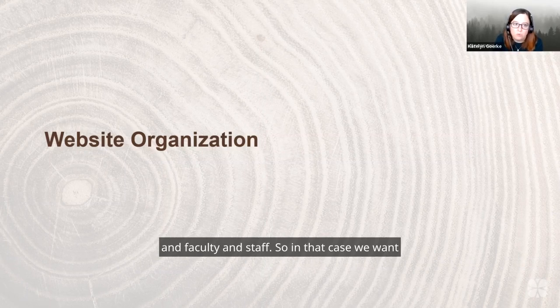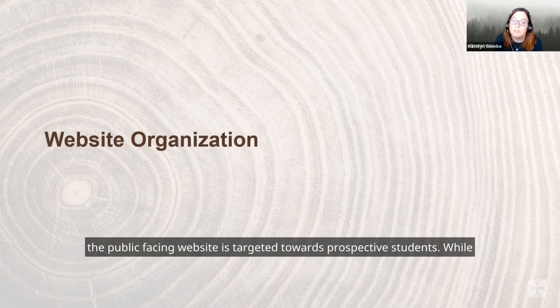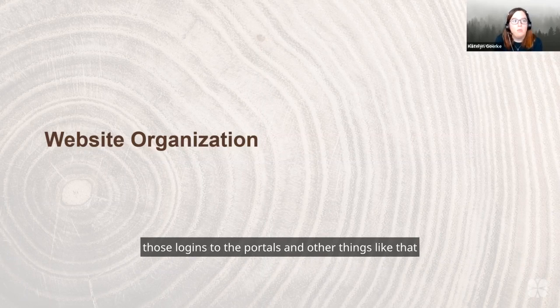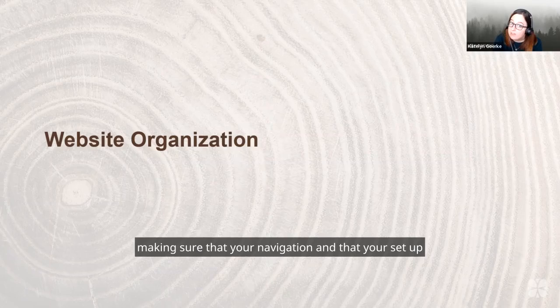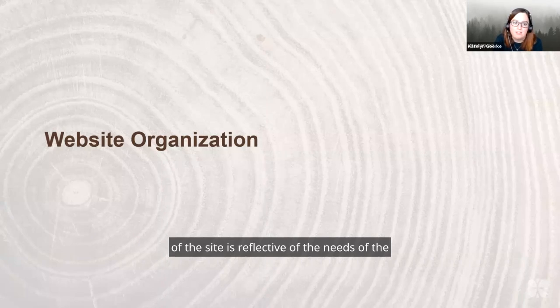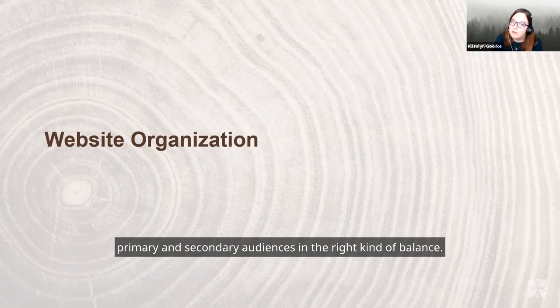So in that case, we want to make sure that the navigation and the structure of the public-facing website is targeted towards prospective students, while those logins to the portals and other things like that are still easily available to the other audiences. So I think it's a matter of a balancing act of understanding who are really the primary users of the website and making sure that your navigation and your setup of the site is reflective of the needs of the primary and secondary audiences in the right kind of balance.